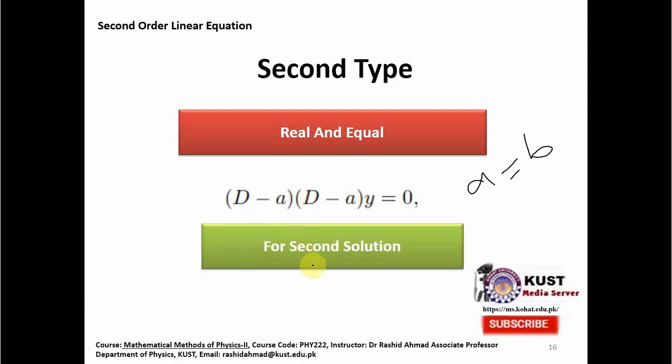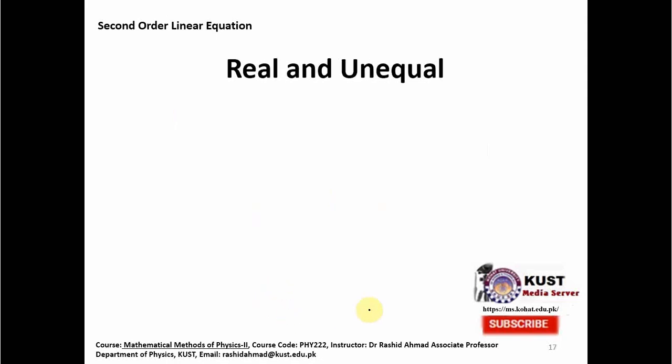For the second solution, we have to use a substitution. For example, we can call (D - a)y = u. Let's introduce this new variable u, which is equal to (D - a)y, and then our auxiliary equation will be of this form, because we can put (D - a)y = u = 0. Now we have to solve this equation to get the second solution.